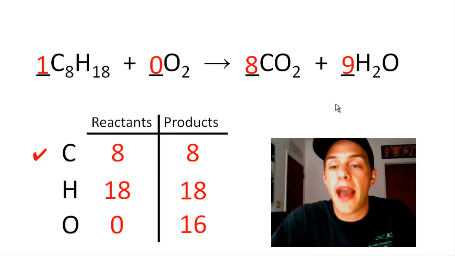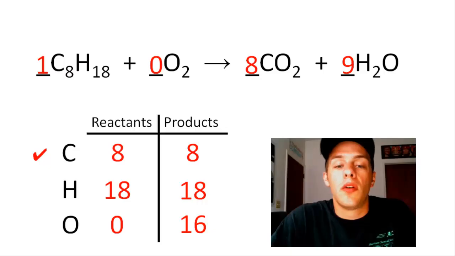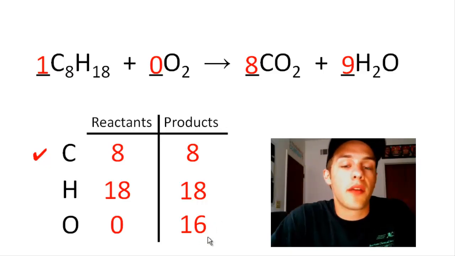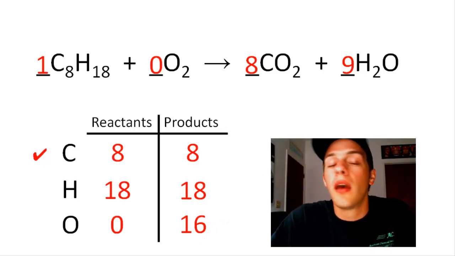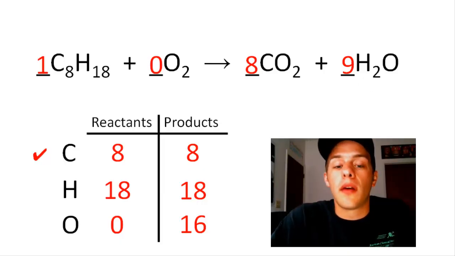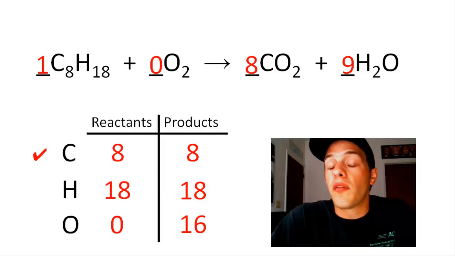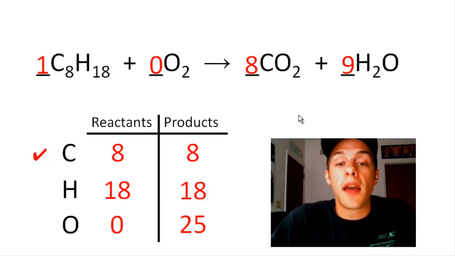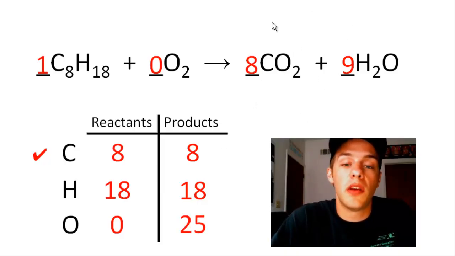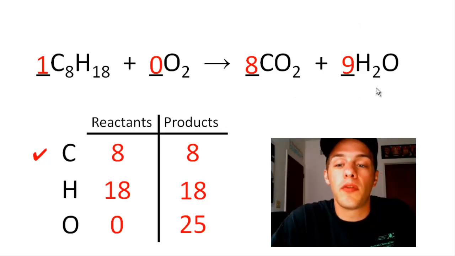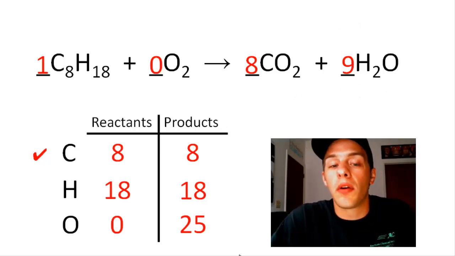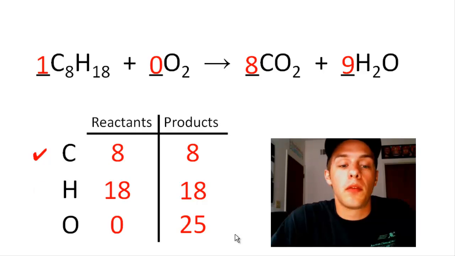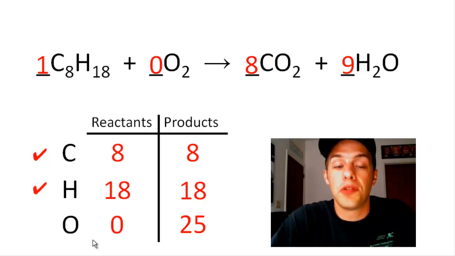18 hydrogen atoms, but it also changes the number of oxygen atoms that we have. So before we had 16 oxygen atoms on the right-hand side of the equation. Now we have an additional 9 oxygen atoms on the right-hand side. So that's going to bring up the number of oxygen atoms to 25. So that's 16 coming from the CO2 and then 9 coming from the H2O. Add those together and you get 25. So now we have successfully balanced hydrogen.